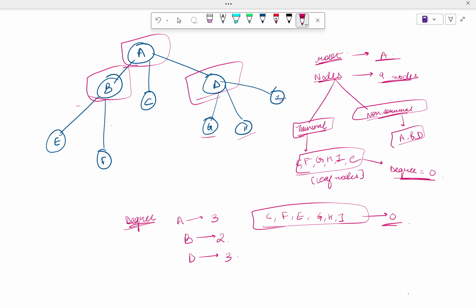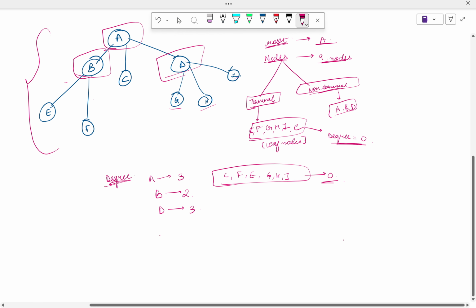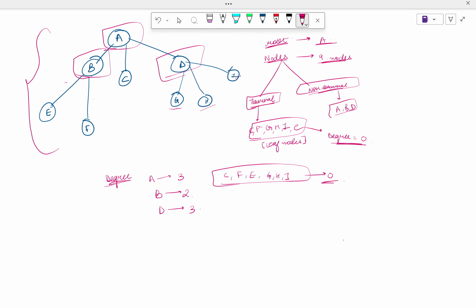Okay. Now let's come to the degree of this tree. The entire tree has the degree of the node which has the highest degree. For this particular tree, A and D have the highest degree, which is 3. So the degree of this tree is equal to 3, because A and D have the highest degree.